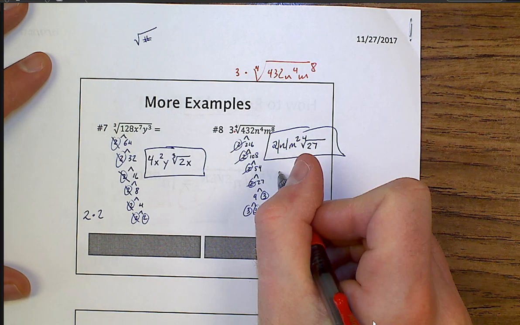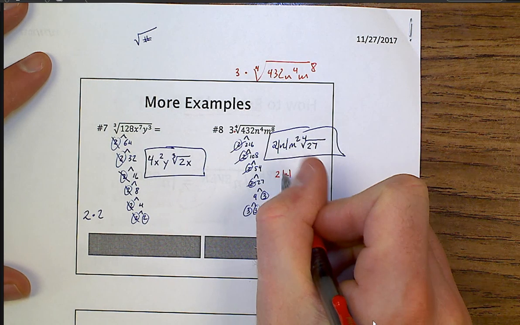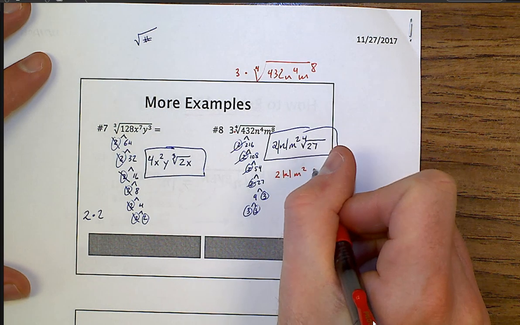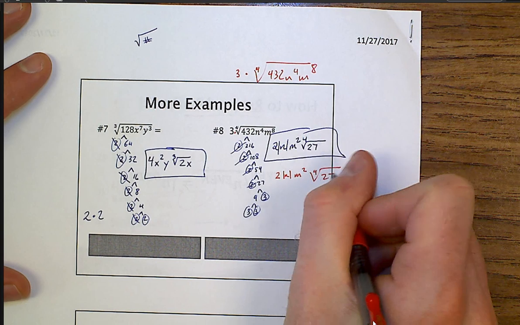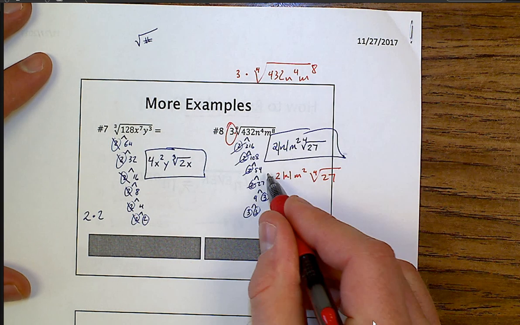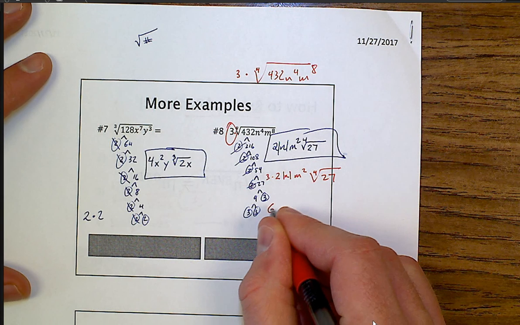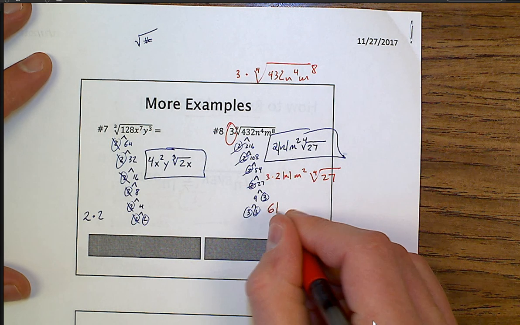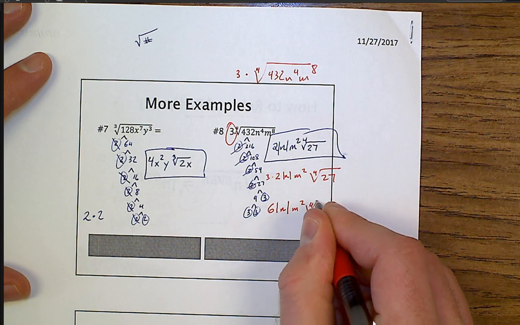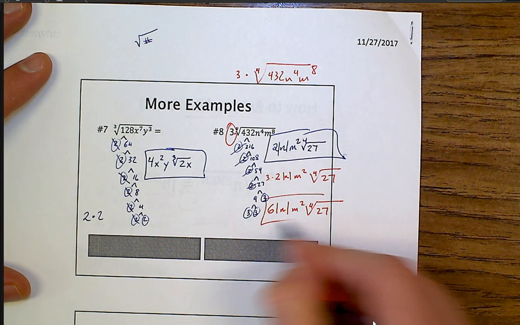So it's 2 times the absolute value of n, and then m squared times the 4th root of 27. And then I almost forgot, remember there's a 3 out in front, so this 3 just gets multiplied by that 2, so my final answer becomes 6 absolute value of n times m squared times the 4th root of 27. And that is my answer.